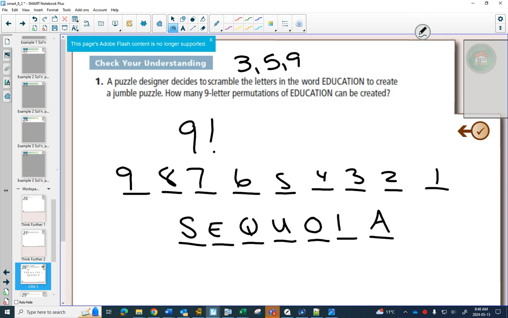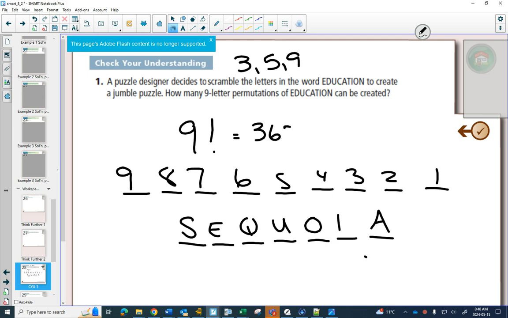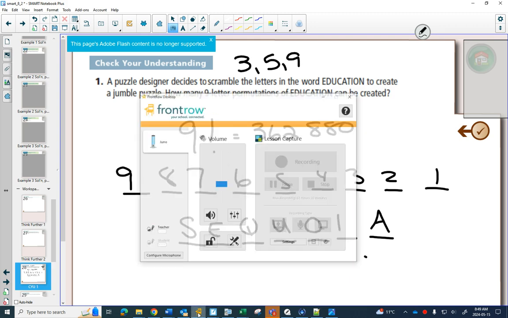What did we do? We figured out how many ways, permutations, is how many ways you can rearrange those letters. And 9 factorial, which we figured out from our calculator here, 362,880, is the answer. Questions for practice on this one: 3, 5, and 9.